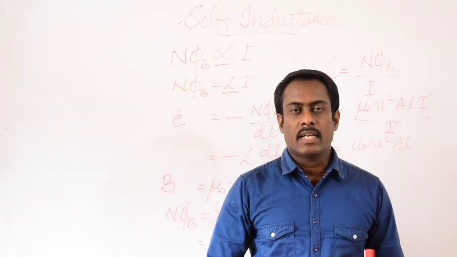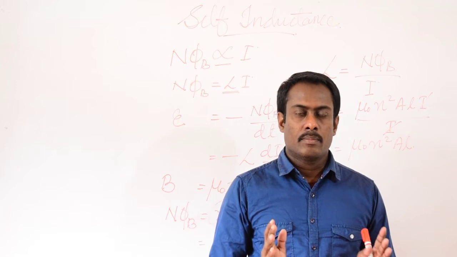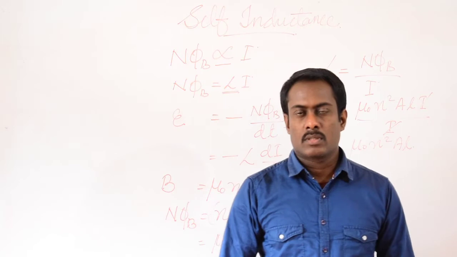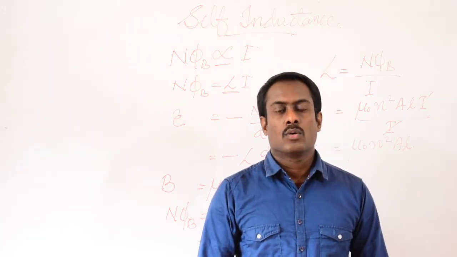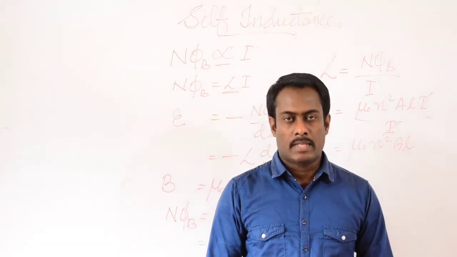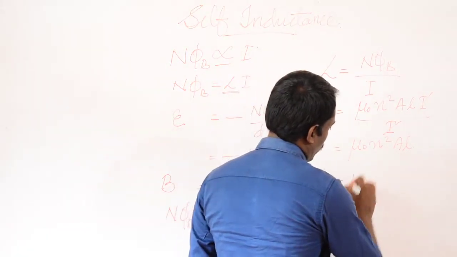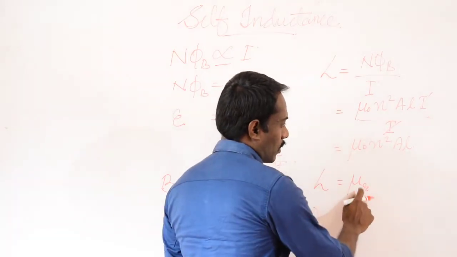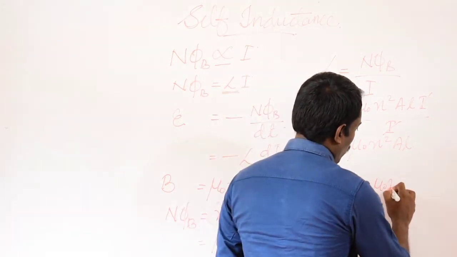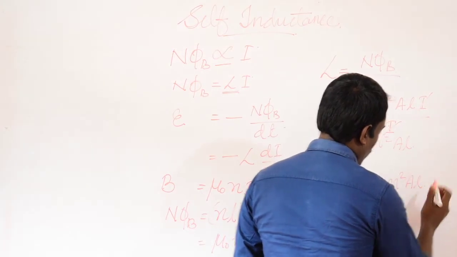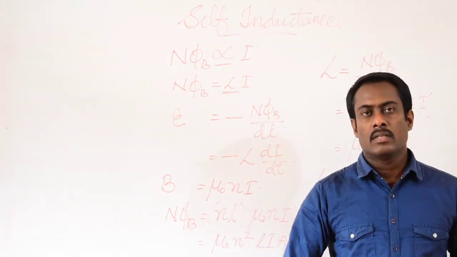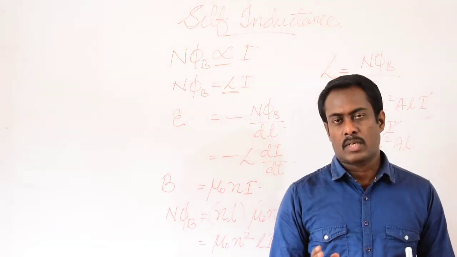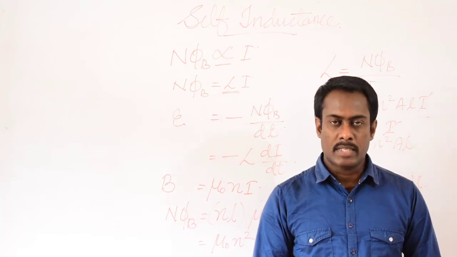If we fill the inside of the solenoid with a material whose permeability is mu, for example a soft iron core whose permeability is high, we can derive L equal to mu, where the relative permeability of the soft iron core is mu r, into mu 0 N square A L. The self-inductance of the coil depends not only on the geometry of the coil but also on the permeability of the medium.